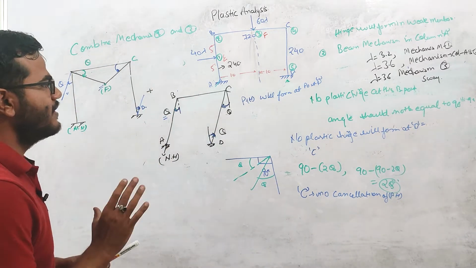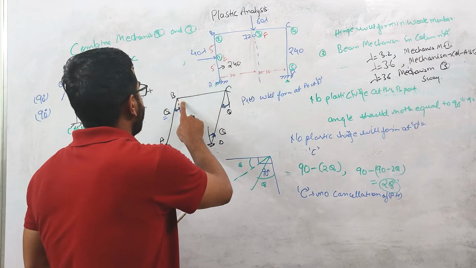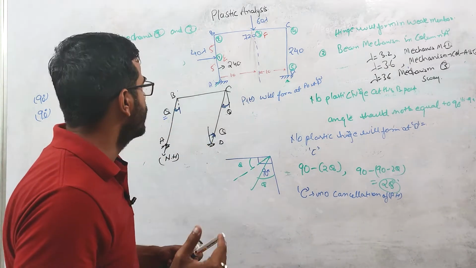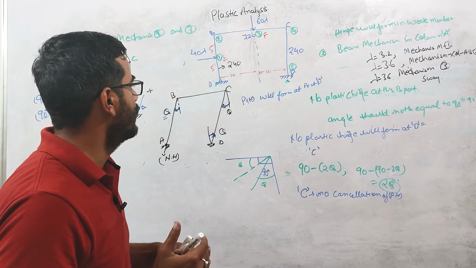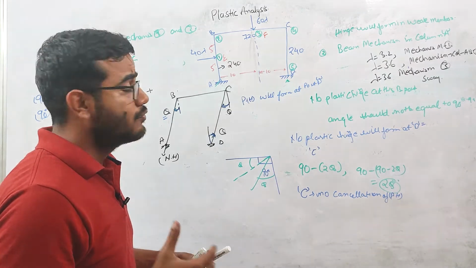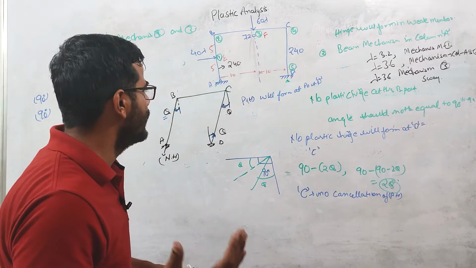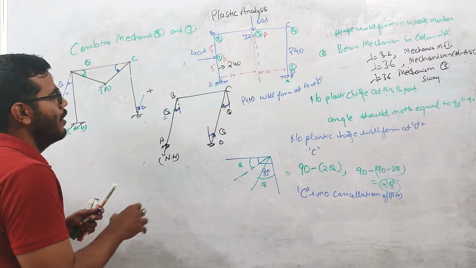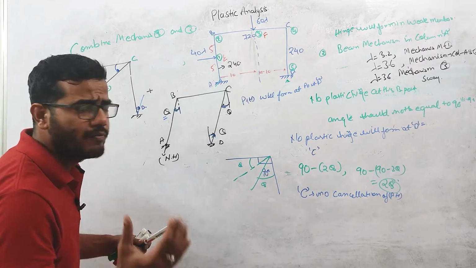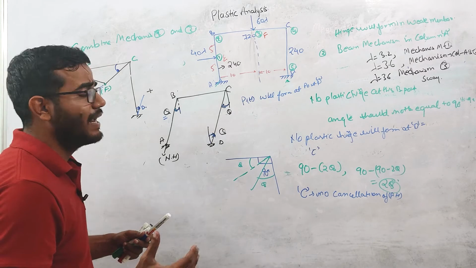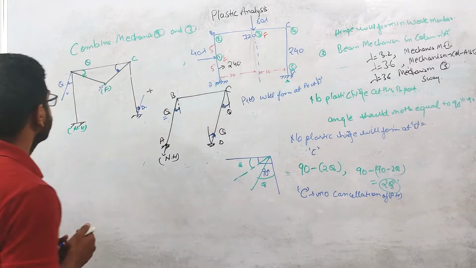In sway mechanism there is no plastic hinge at F, so plastic hinge will always be there in the combined mechanism. By combining the mechanisms, we are able to cancel the plastic hinge at this B point. So the internal work, the capacity of the structure, is reduced basically. When the internal work is reduced, the load factor will also be reduced. We are somehow reducing the internal virtual work by cancelling the formation of hinges, right?